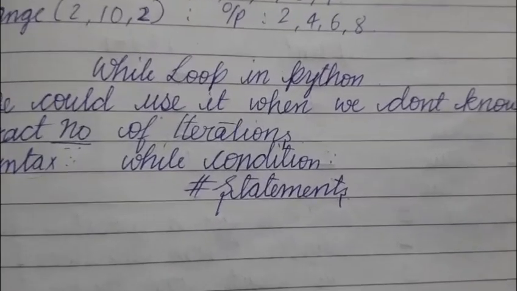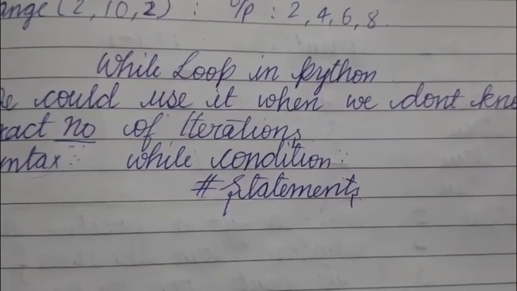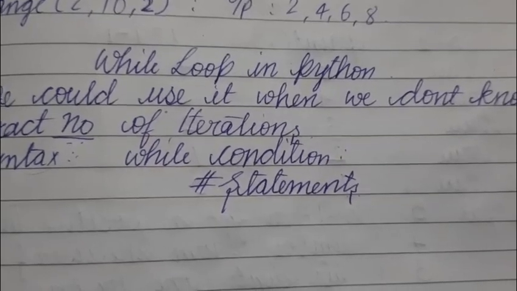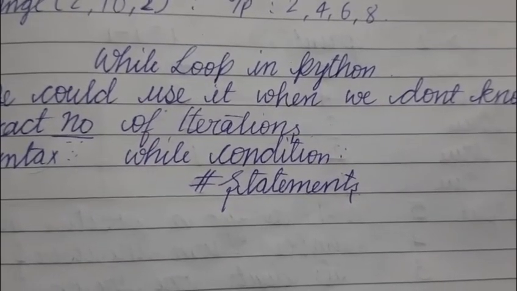Now see the syntax. In the syntax for the while loop, we have the keyword while, followed by the condition, followed by a colon, and then we can write a set of statements to be executed inside.